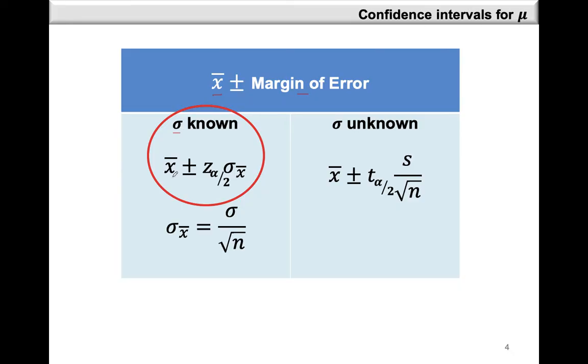So our formula is going to be X bar plus or minus Z alpha over 2, where Z is a percentile from the standard normal distribution, and we can also refer to it as a critical value, multiplied by sigma x bar, and sigma x bar is the standard deviation of x bar. From chapter 7, we saw that sigma x bar is sigma over the square root of n, and n is our sample size.